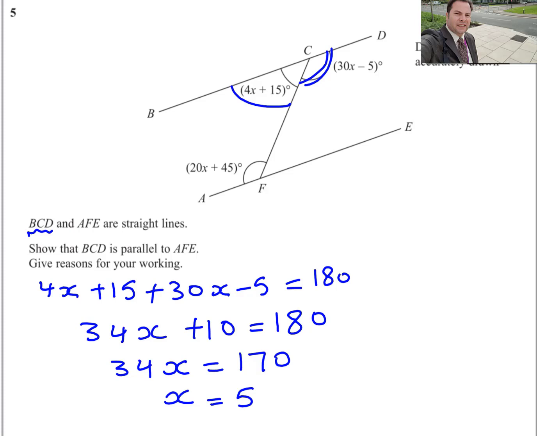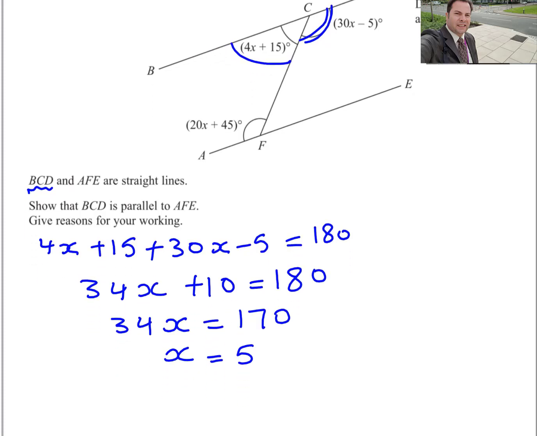Now, after getting the value of x, you can find the measure of each angle. The first one, 4 times 5, 20 plus 15 is 35. And this angle, 30 times 5, 150 minus 5 is 145. The third one, 20 times 5, 100, so the answer is 145.